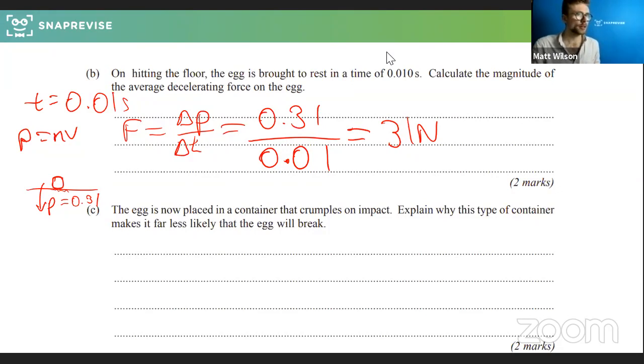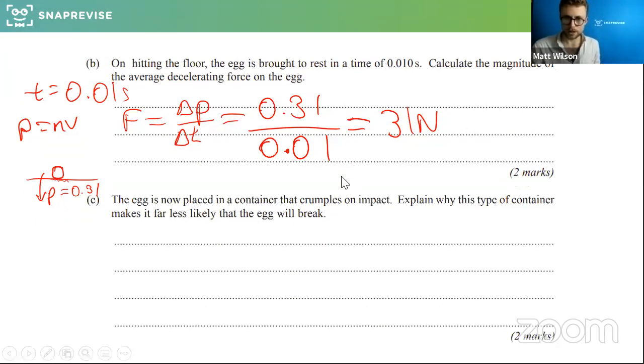So let's take a look at the last part of this question then. The last part of this question says, the egg is now placed in a container that crumbles on impact. Explain why this type of container makes it far less likely that an egg will break.